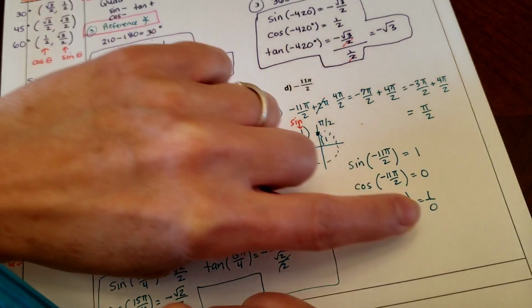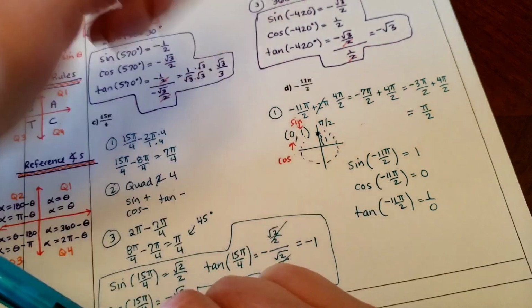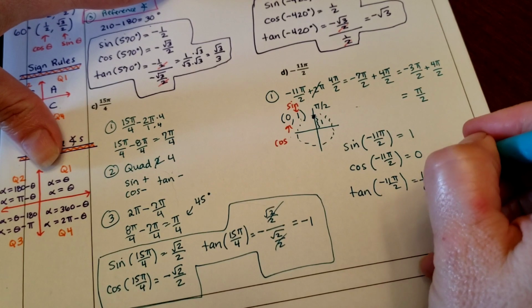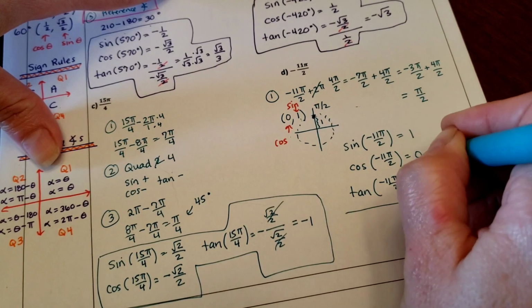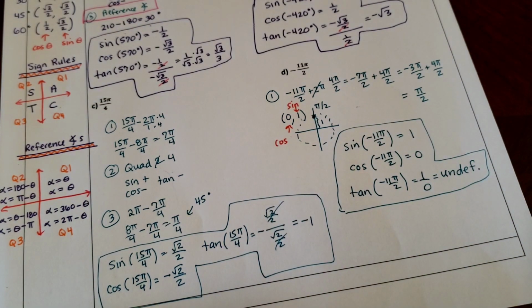But hopefully remember, this is not possible. 0 in the denominator is bad. Put it in your calculator. You get an error or an undefined. So our tangent value is going to actually be undefined. Okay. 0 on the top is okay. 0 on the denominator is not. We're going to go ahead to part 3.